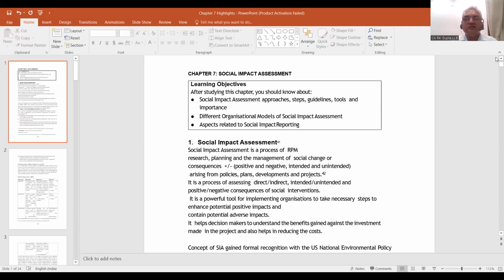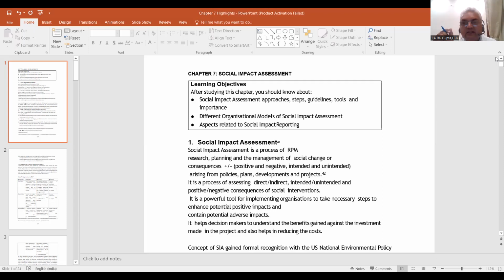So, the social impact assessment is a process of, so you can remember this like RPM. RPM means research, planning, and management of social change and consequences, positive or negative. So this is a process of research, but actually now you have floated a scheme, a social welfare scheme, through an NGO or a for-profit organization. Now you want to assess the impact it has created. So how will you assess that impact? This is what is given in this chapter.